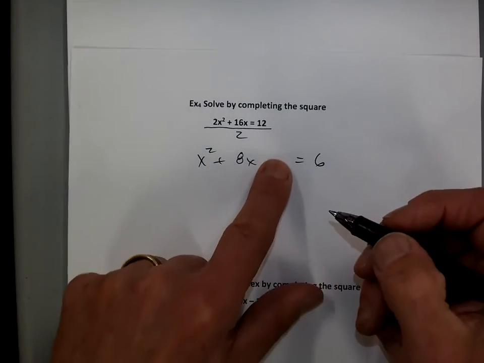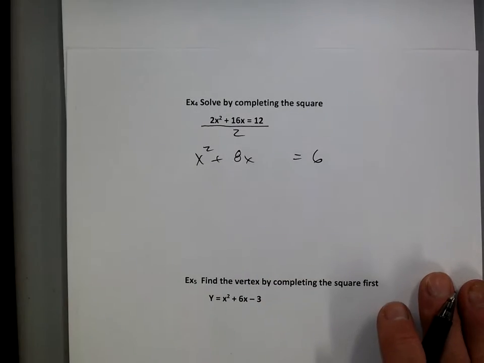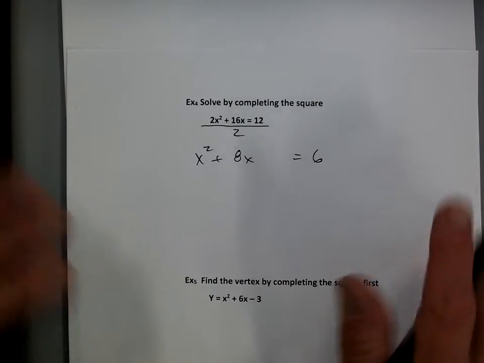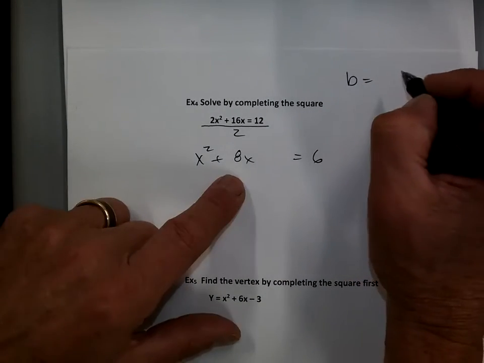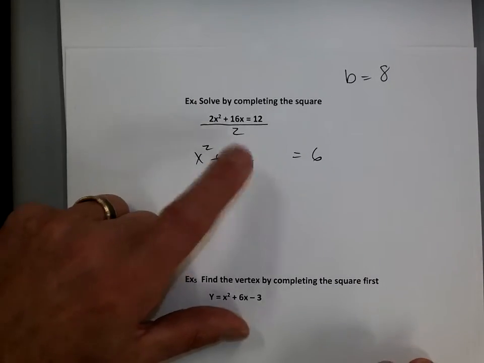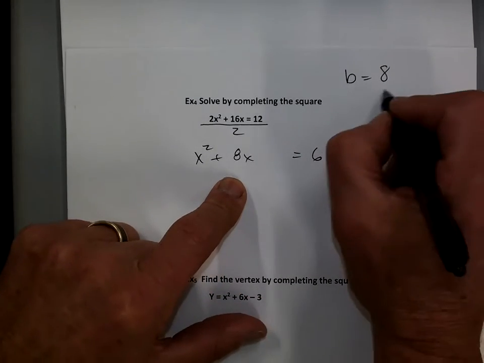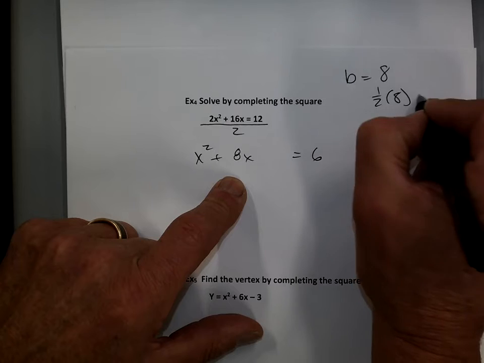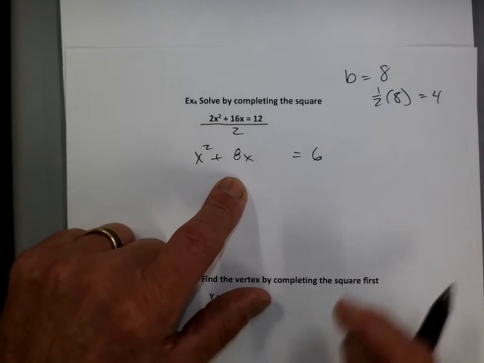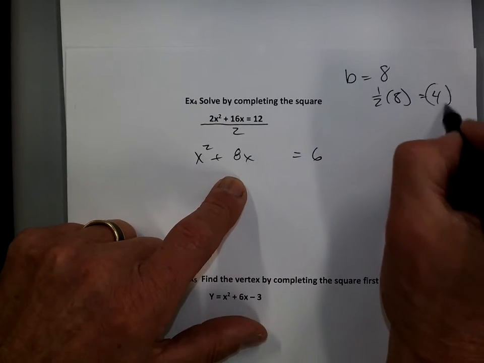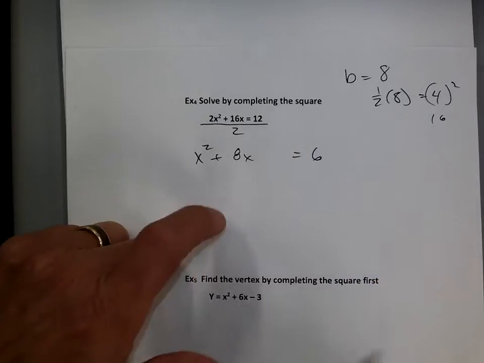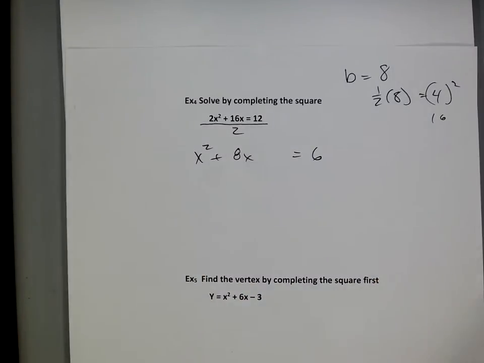I always like to leave a little space here because that's where I'm going to do my completed square. So, b. What is b? b is 8. We're going to take half of that. Half of the 8 is 4. We're going to square that. We get 16, okay?